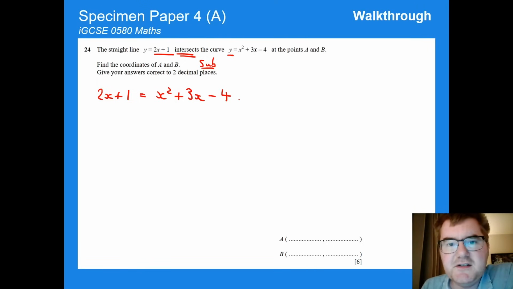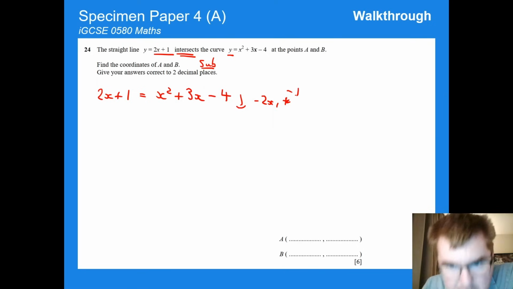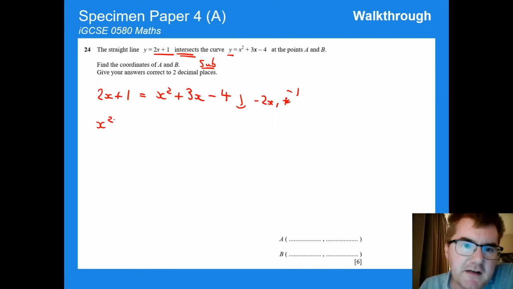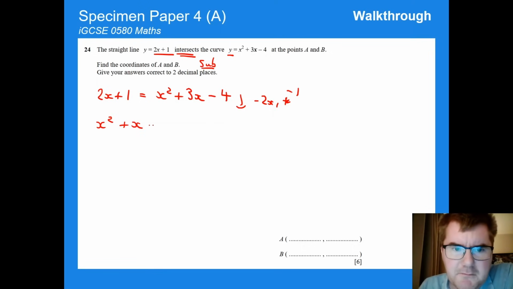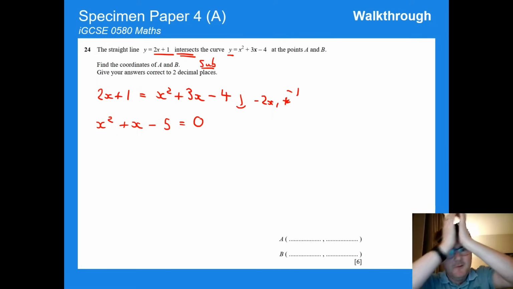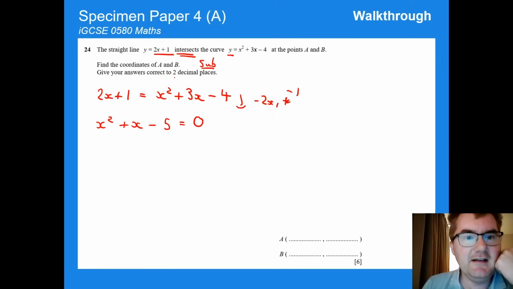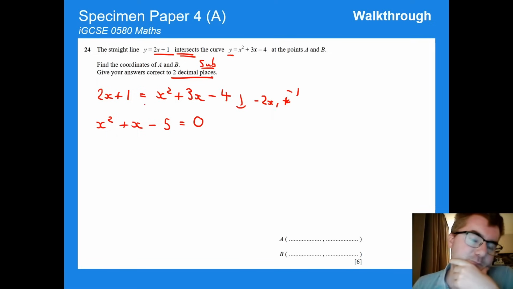So bring everything to one side. So we're going to minus 2x on both sides. We're going to minus 1 on both sides. That gives us x squared, 3x minus 2x is plus x, minus 4 minus 1 is minus 5 equals 0. And then you go, oh no, it's not going to factorize, because you see it's correct to 2 decimal places, which means we're going to have to use the quadratic formula.